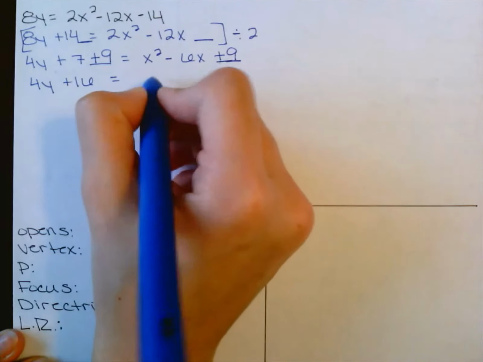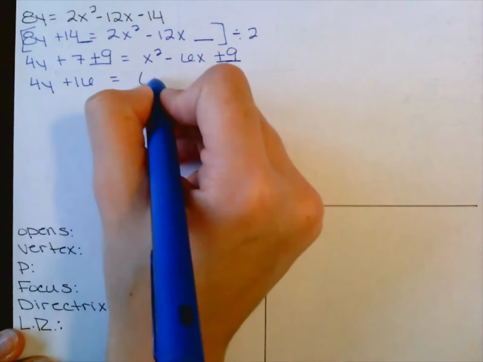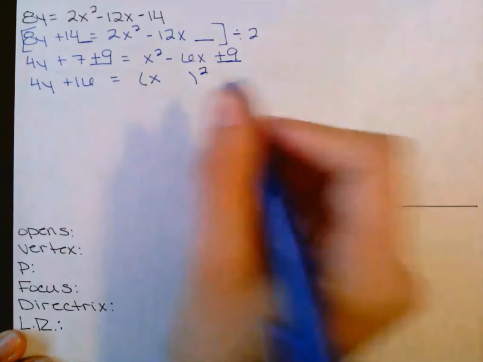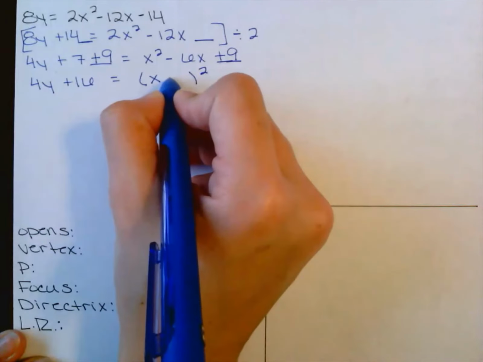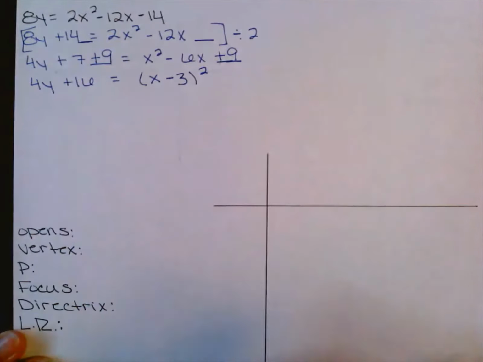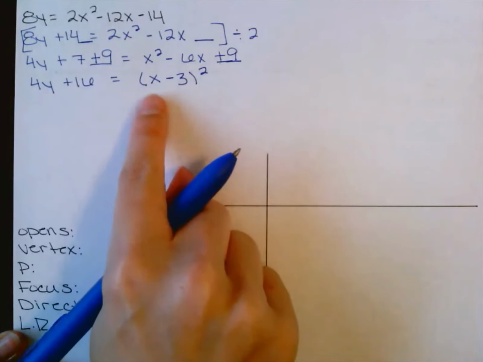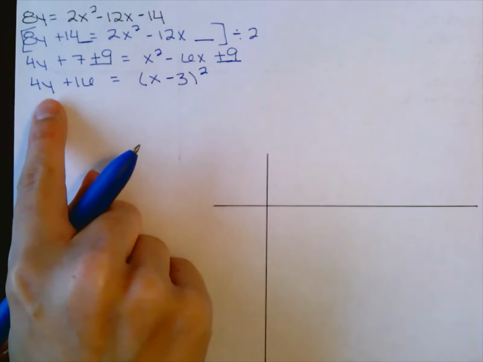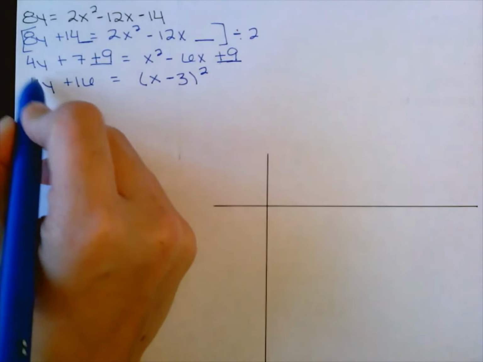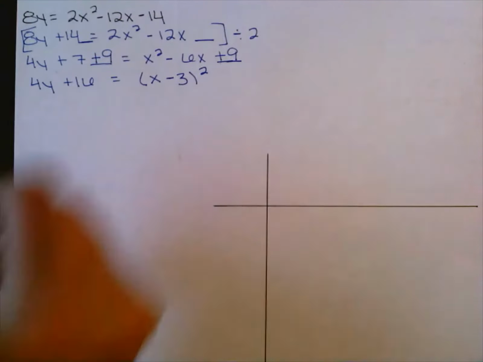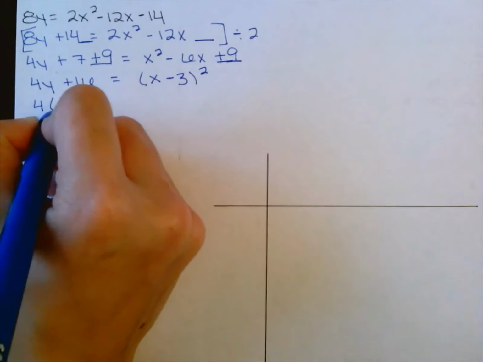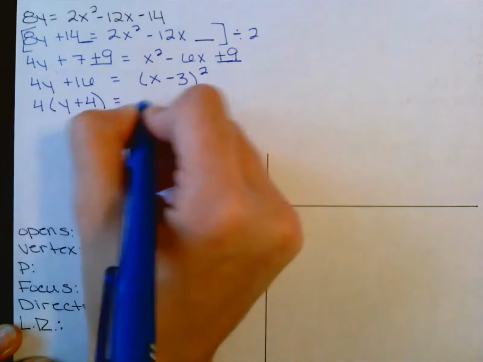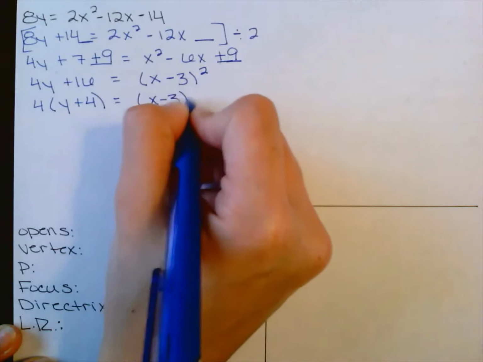And then here, remember, I can rewrite this and put the squared on the outside, and then only half of the middle term, which would be a -3. So far, my right side is starting to look really good, okay? Now my left side, if I want to see just the y with a number, I'm going to divide out whatever coefficient is in front of that y. So I'm going to say 4, and then y plus 4 equals x minus 3 squared.